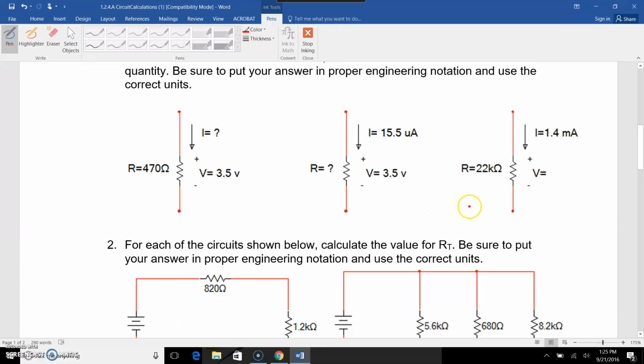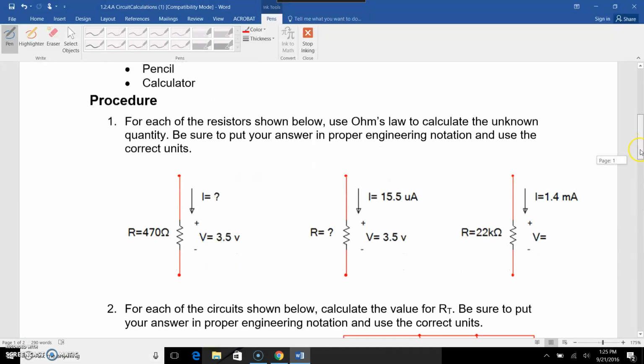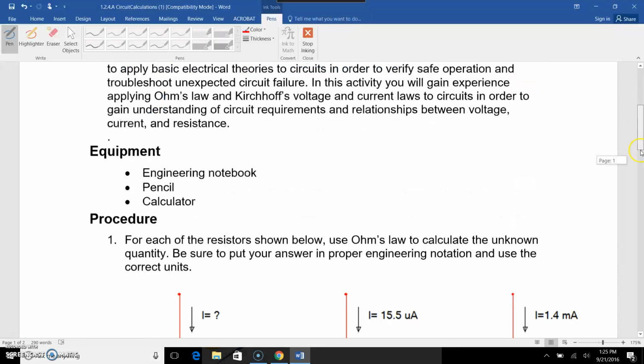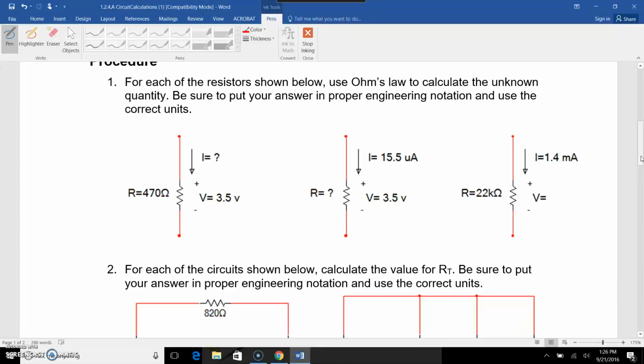So if you will open up the activity, you may have already attempted these, but I wanted to double check with you to make sure we're all on the same page. This is activity 1.2.4, circuit calculations. Number one's a bit confusing. These are three separate sub-problems within number one, and you're going to be using Ohm's law.